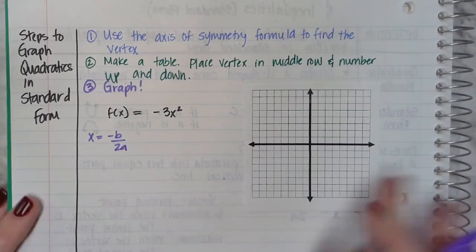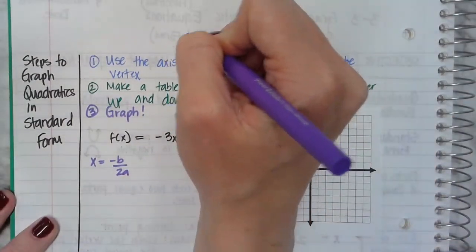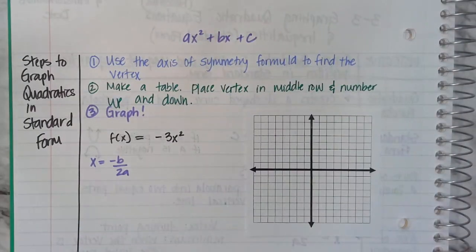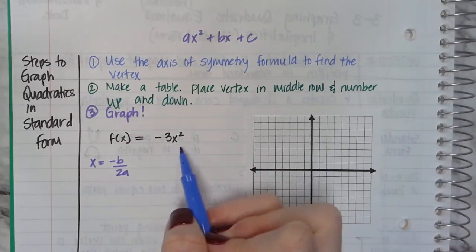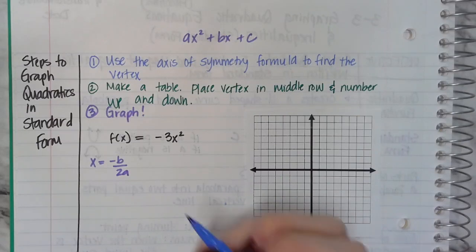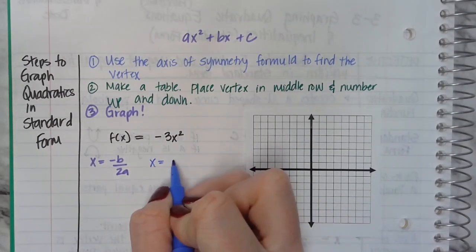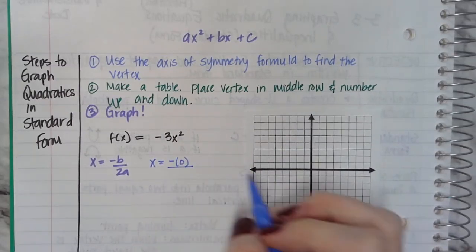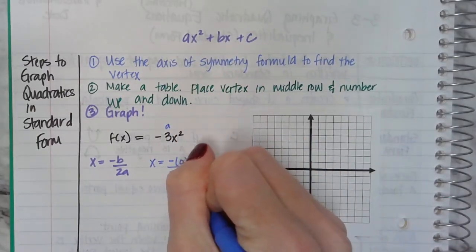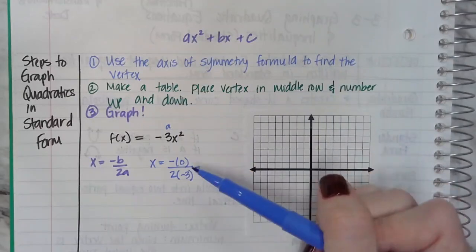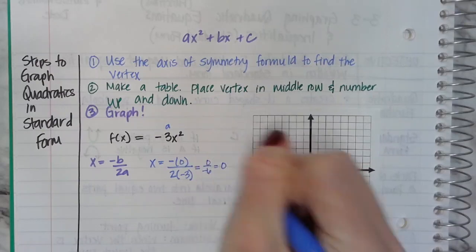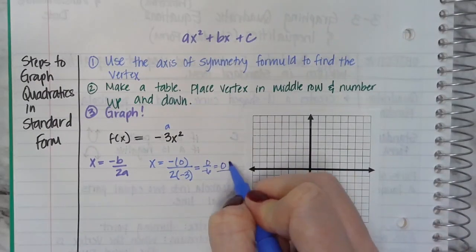Now remember, standard form, I'm going to write that up here so we don't forget, is ax squared plus bx plus c. Notice that in this function we only have our ax squared term. We don't have a bx, we don't have a c. So we'll just use 0 for those values. So there's no b term, so we're going to substitute in a 0. Now over 2a, so over 2 times, this is our a term right here, negative 3. And we're going to simplify that. Well, that would be 0 over negative 6, which is 0. This is the x value of the vertex.